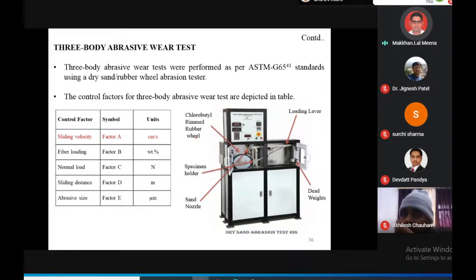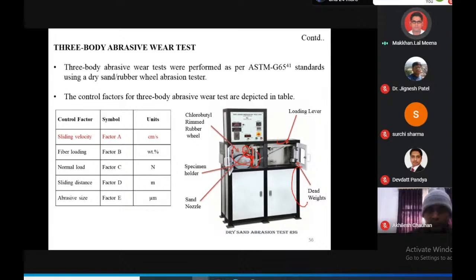And this machine is used for the three body abrasive wear test. The tests were performed as per ASTM G65. We can see in this machine the specimen holder, the sand nozzle, the abrasive, and this is the wheel, and these are the loading lever and dead weight.